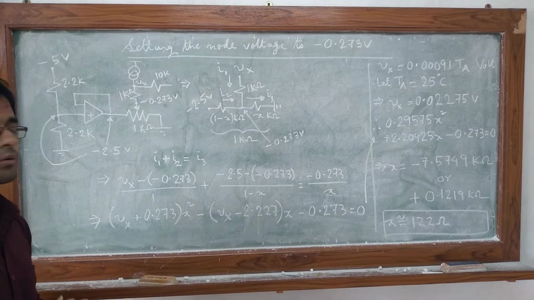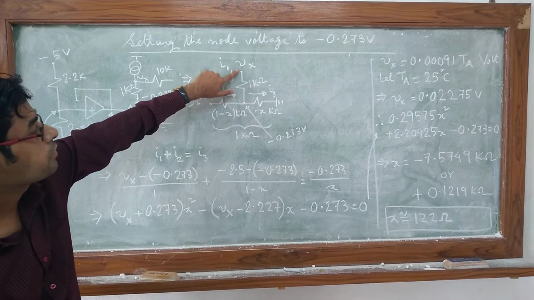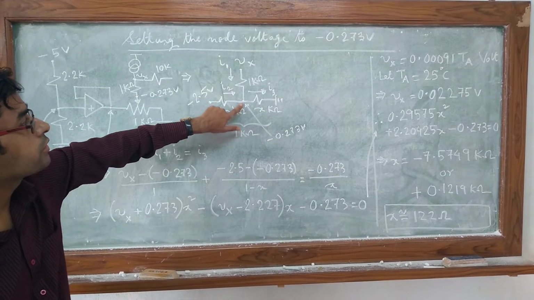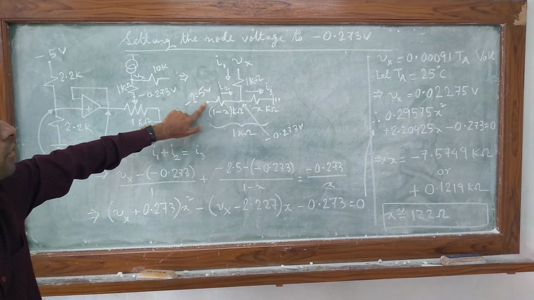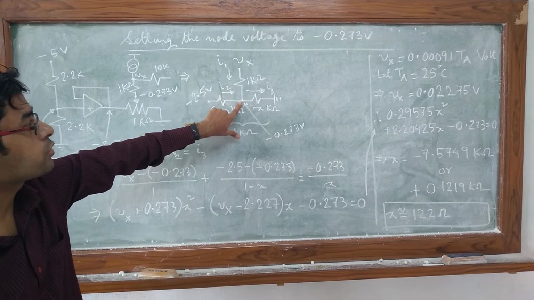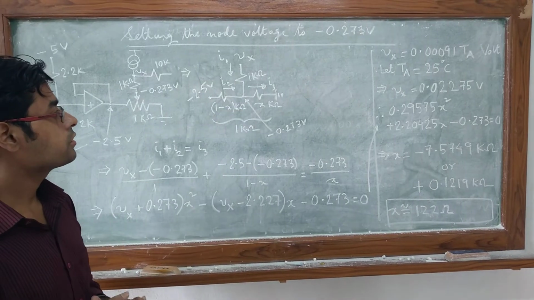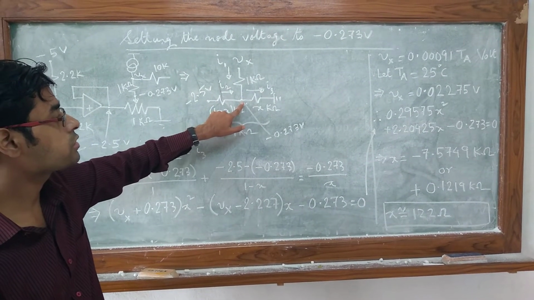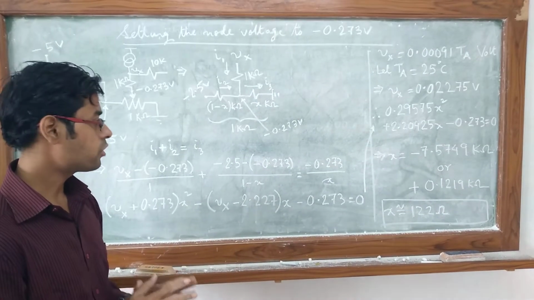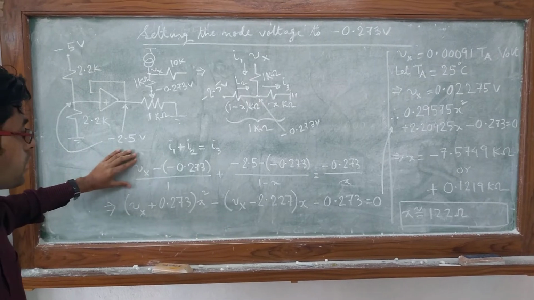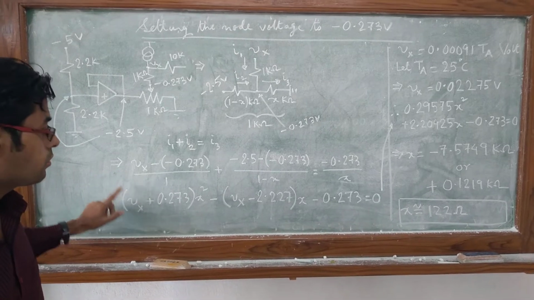Now we can frame the node equation as I1 being equal to Vx minus minus 0.273 divided by 1 kilo ohm. I2 is equal to minus 2.5 minus minus 0.273 by 1 minus x kilo ohm, and I3 is equal to minus 0.273 minus 0 divided by x kilo ohm. So from this expression, we can frame a quadratic equation like so.